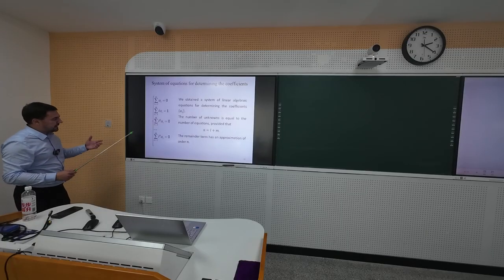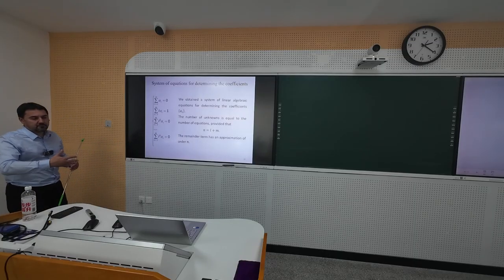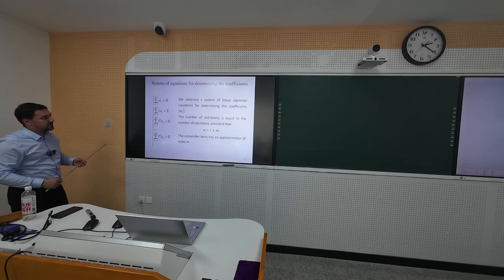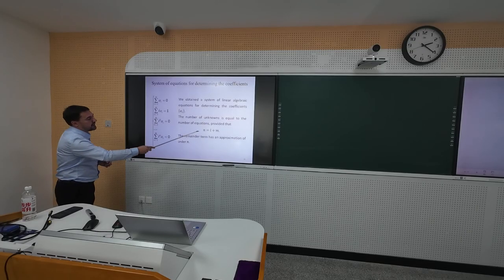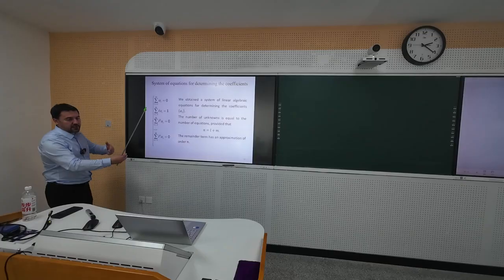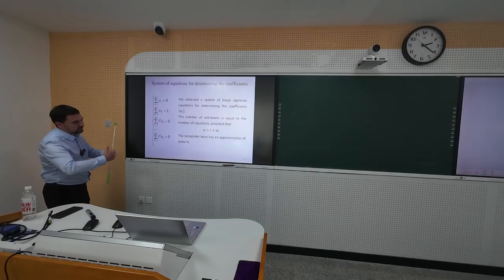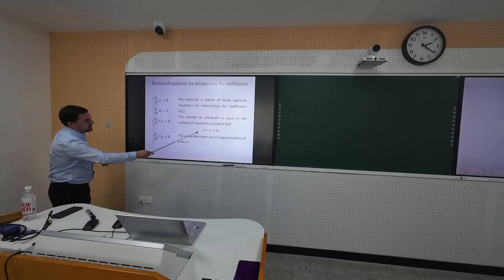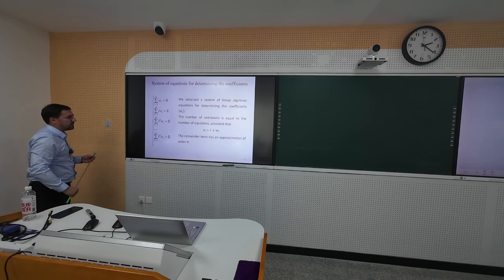And here we can understand how many terms should be taken into account for our system to have a solution. The number of unknowns is equal to the number of equations provided that n equals L plus m. Once again, L is the number of points to the left of our node at which we would like to compute our derivative, m is the number of nodes to the right, and n is the number of terms that we take into account in Taylor's series expansion.